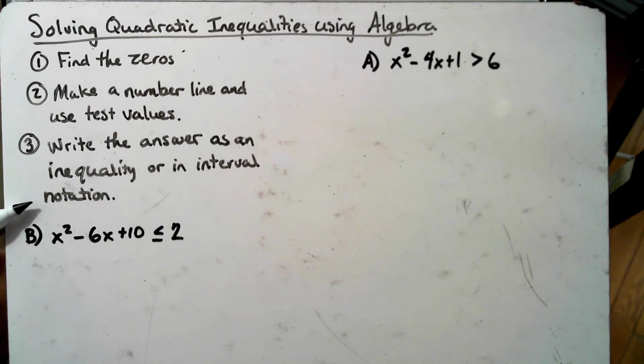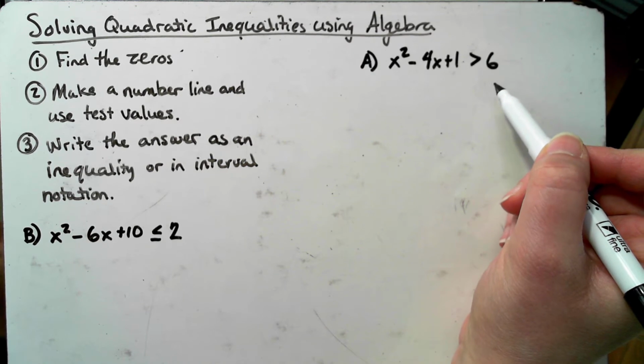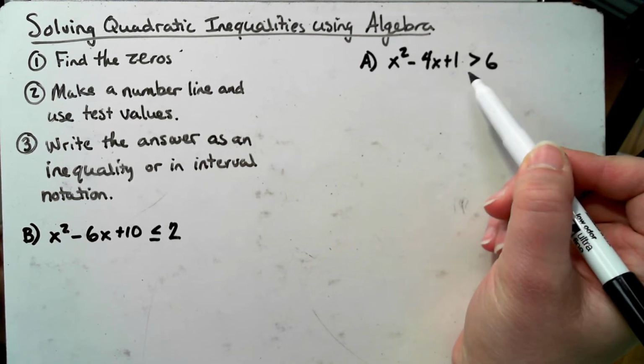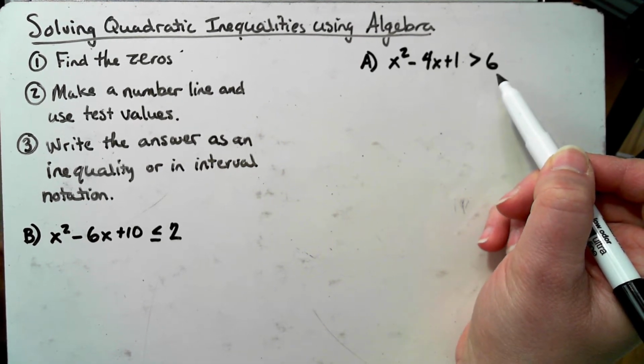You can also write it in interval notation, but since most people are more familiar with inequalities, that's how I'm going to be doing it. So let's take a look at how to apply these steps. I have example A right here. x squared minus 4x plus 1 is greater than 6.